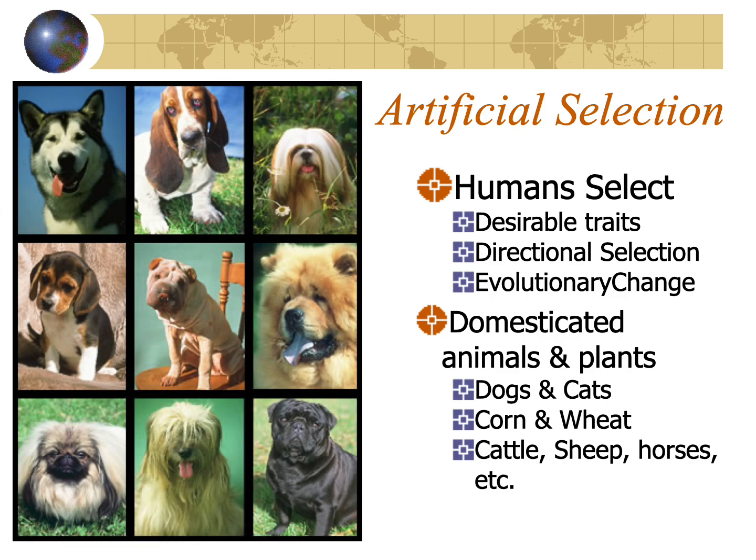Here shown in dogs, dog breeds, worked with cats, worked with crops like corn and wheat, worked with domestic animals like cattle and sheep and horses. You could select traits that you wanted and produce new breeds very, very quickly, and the breeds could be dramatically different.